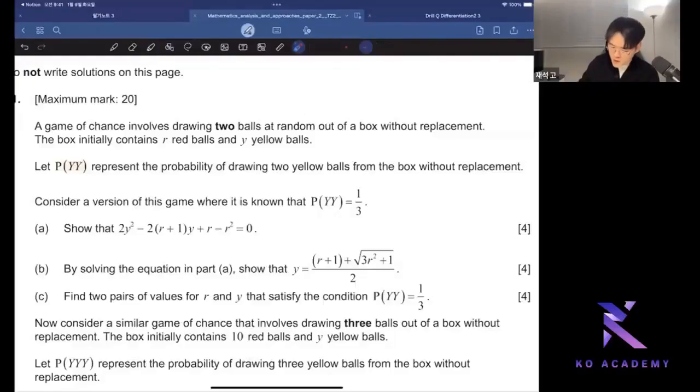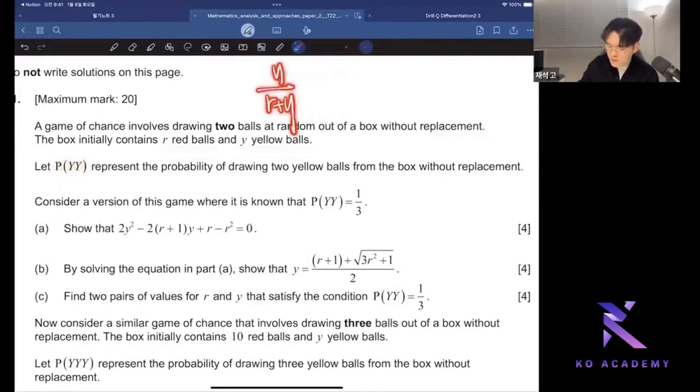There are R red balls and Y yellow balls, drawn without replacement. So if drawing twice, the probability both are yellow is Y over R plus Y. After drawing one, the total and the yellow count decrease by 1. The probability of the first and second yellow multiplied gives 1/3, right?